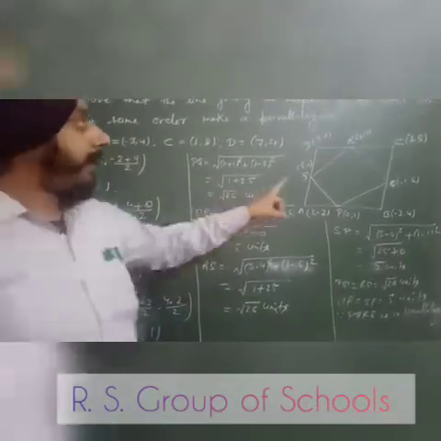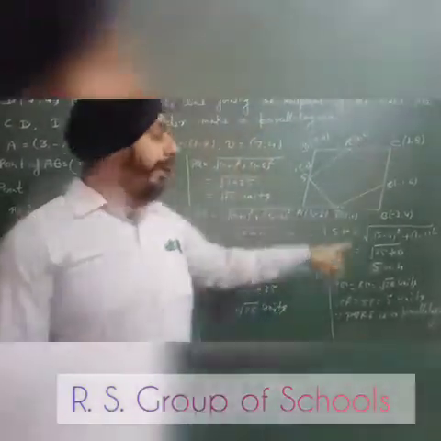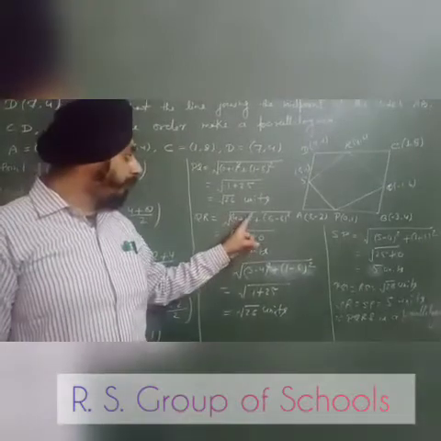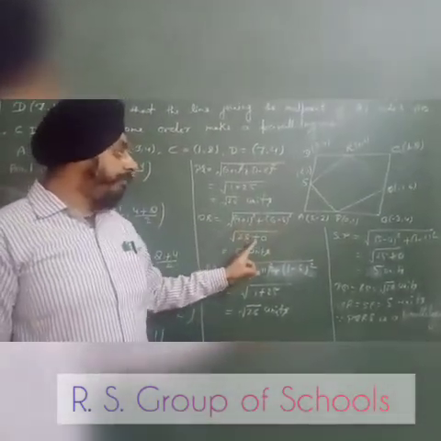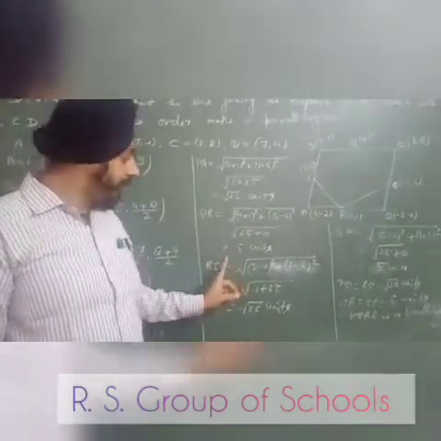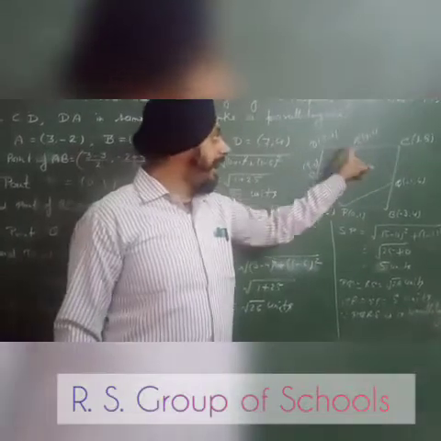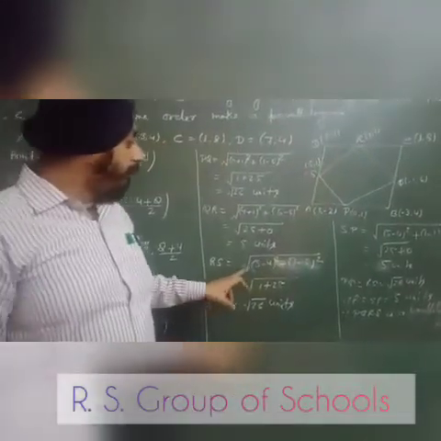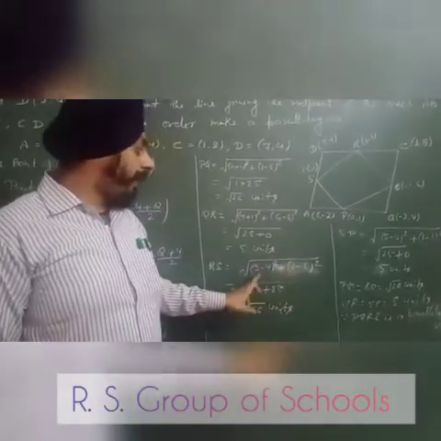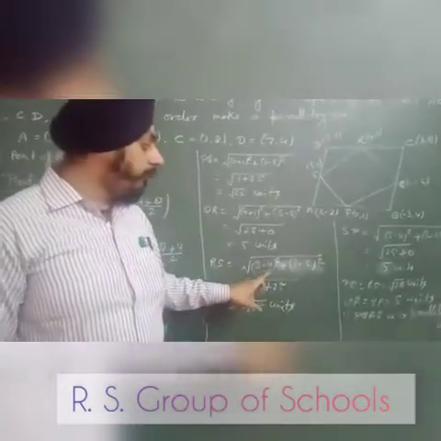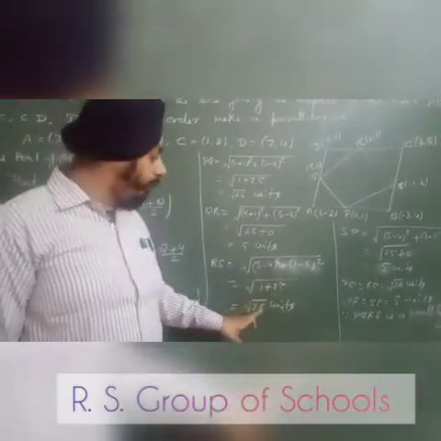Now we find QR. We take point Q as x1, y1 and point R as x2, y2. Then QR is equal to root (4 plus 1) whole square plus (6 minus 6) whole square. Then 5 square, 25 plus 0, equal to 5 units. Now we find RS when we take R and S. RS is equal to root (5 minus 4) whole square plus (1 minus 6) whole square. 5 minus 4, 1 square is 1. 1 minus 6, minus 5 square is 25. Then we find root 26 units.